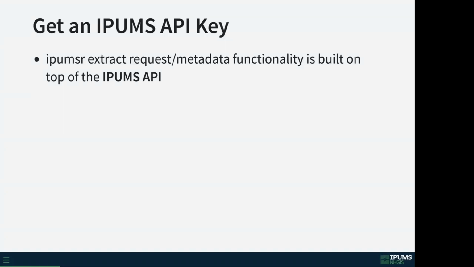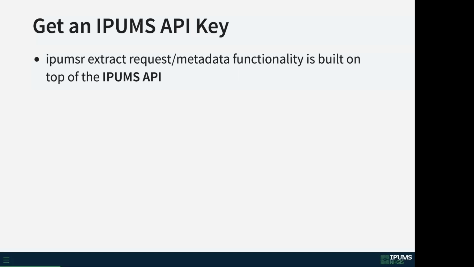The next thing you'll have to do for setup is to get an IPUMS API key. So much of the functionality that I demonstrate today is built on top of the IPUMS API. And if you're not familiar with APIs, don't worry. You don't need to be an expert on APIs to hopefully digest a lot of this content in today's demonstration. Basically, an API is an interface that allows two different programs to talk to each other.